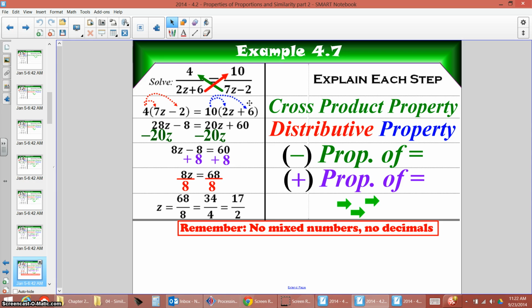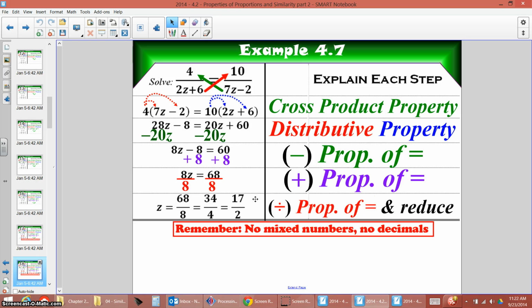Now, no mixed numbers, no decimals, just reduce the fraction down. 68 eighths becomes 34 fourths, becomes 17 halves. Can't go any further than this, so we leave it as 17 halves. I'm going to be very clear on this. No mixed numbers, no decimals. Division property of equality and then reduce.